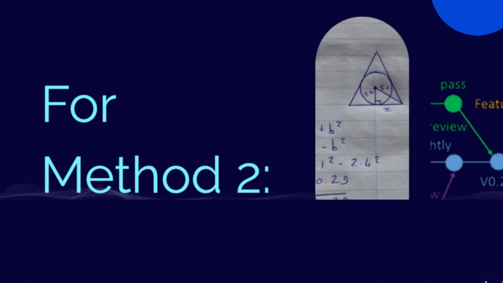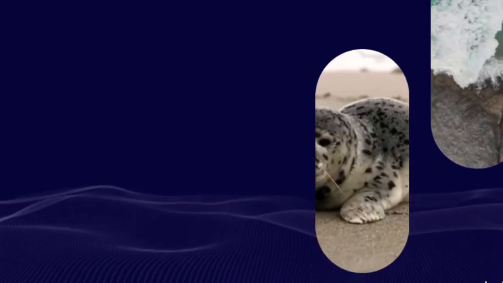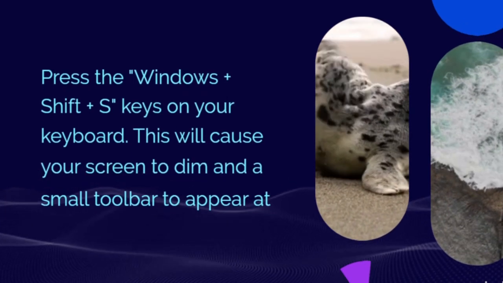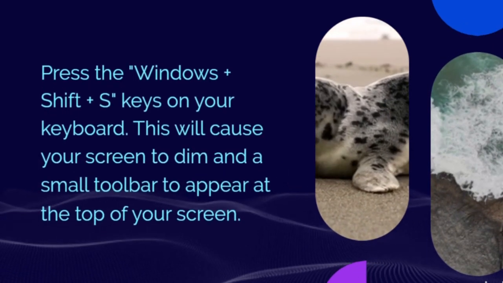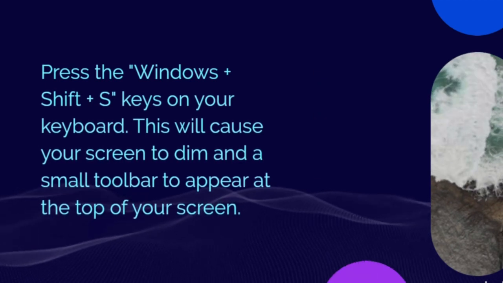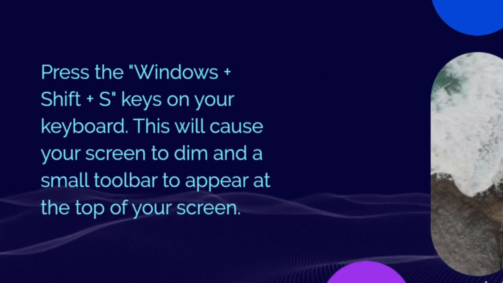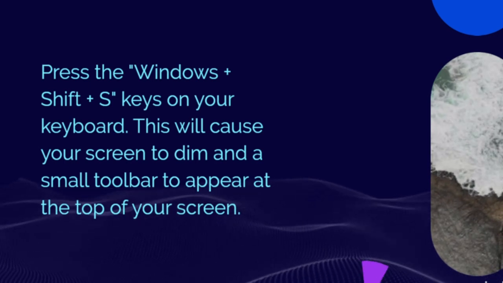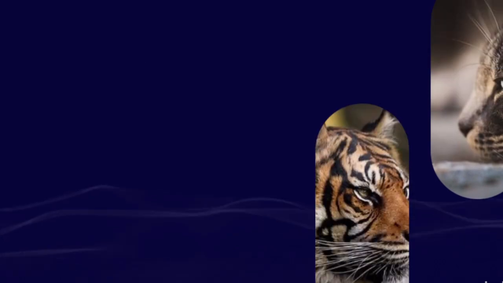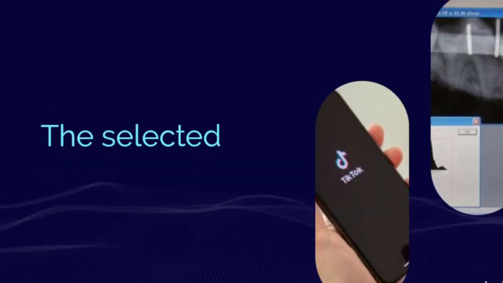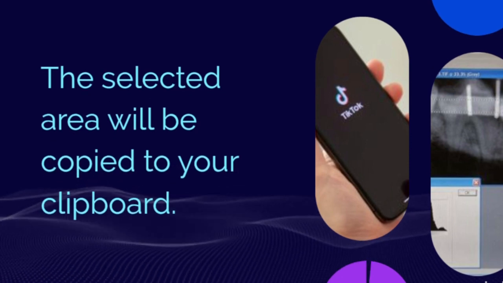For Method 2, press the Windows plus Shift plus S keys on your keyboard. This will cause your screen to dim and a small toolbar to appear at the top of your screen. Use your mouse to select the area of the screen that you want to capture. The selected area will be copied to your clipboard. Open an image editing program, such as Microsoft Paint. Press Ctrl plus V to paste the screenshot into the program. Save the image to your computer.